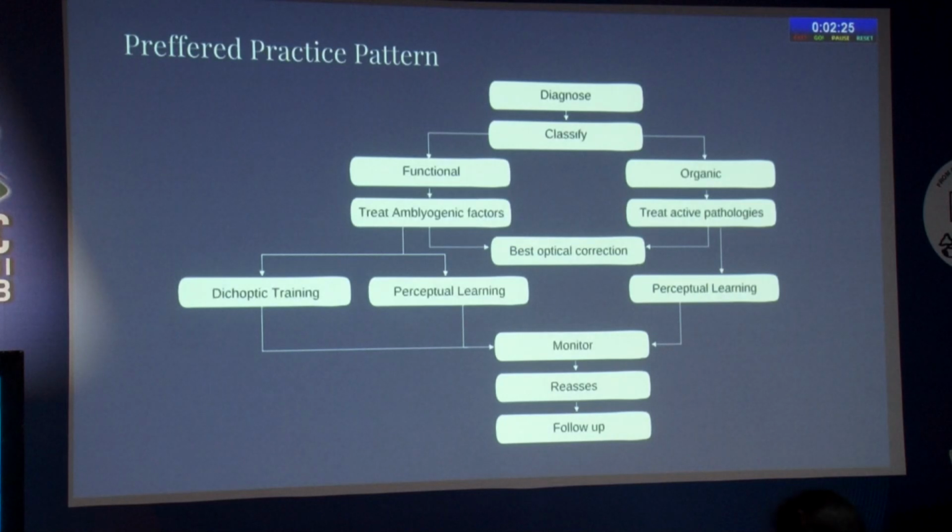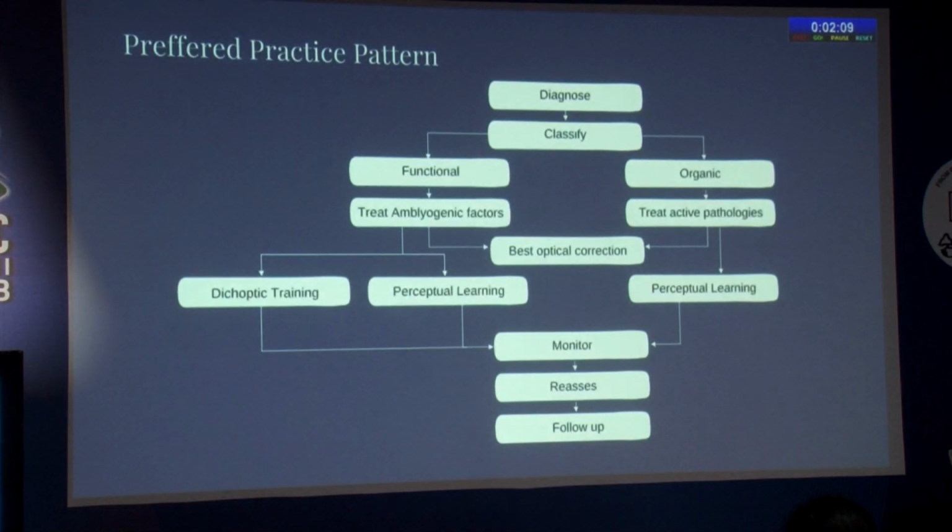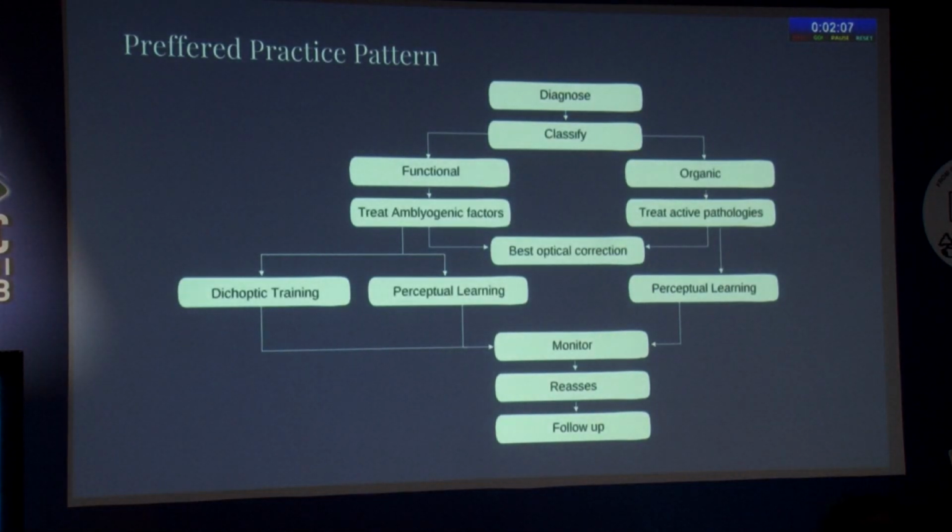Based on the literature and our own experience, the preferred practice for these new therapies is, first, to accurately diagnose amblyopia and classify it as functional or organic, because treatment varies between the two. If it's functional, we all know you have to treat all the amblyogenic factors and give the best optical correction where possible.